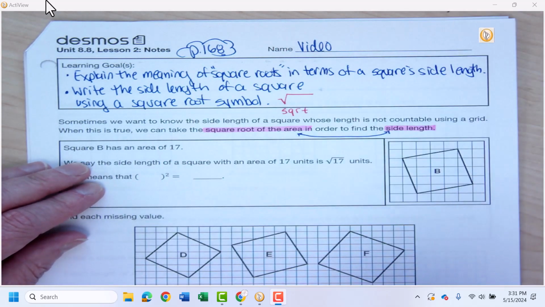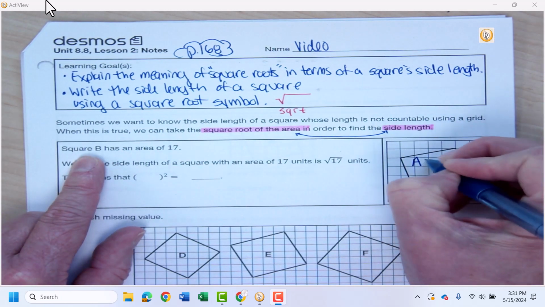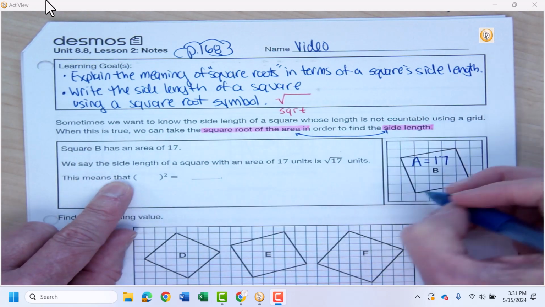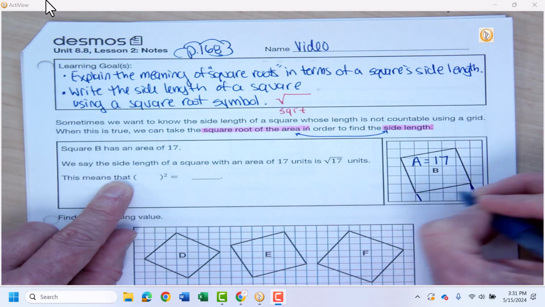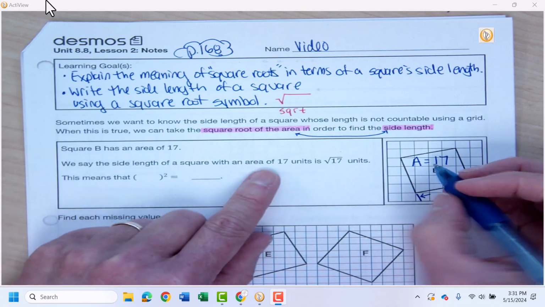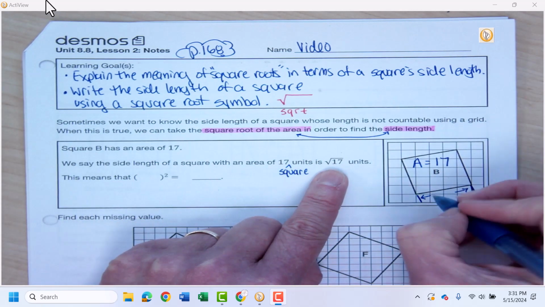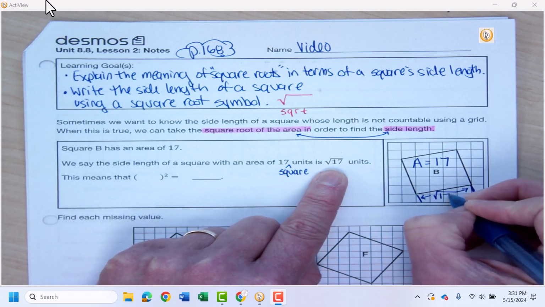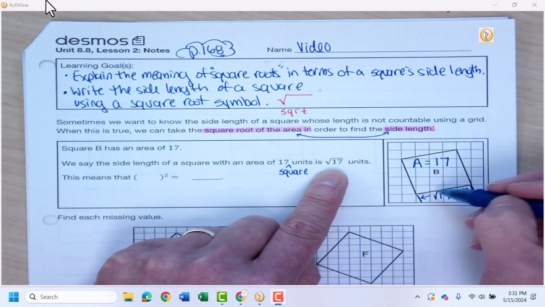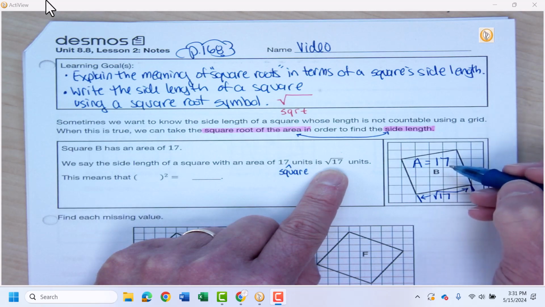Let's look at the example I have in the notes. Here, we're saying that square B has an area of 17 square units. We say the side length, this distance here, that side length of a square with an area of 17 square units is the square root of 17. Now, there's no calculation there. That's just a way of expressing the length of this side, the square root of the area.